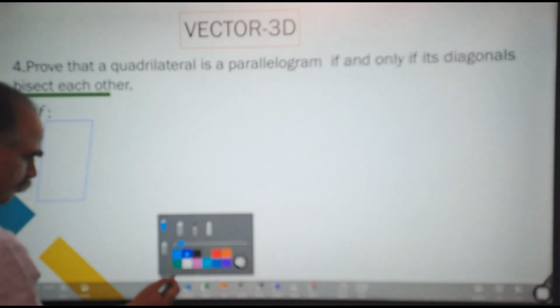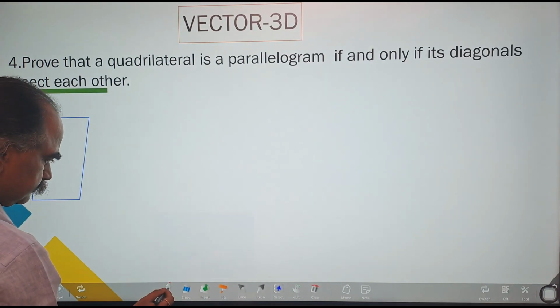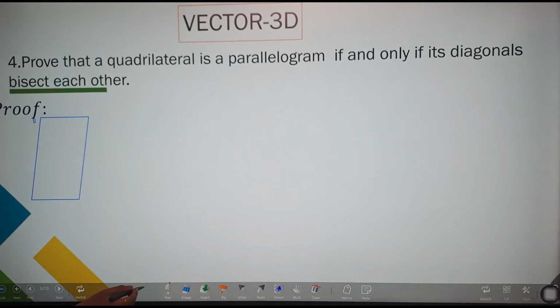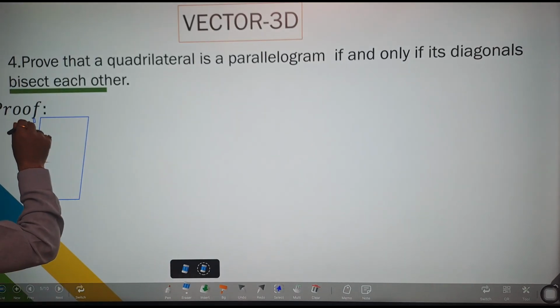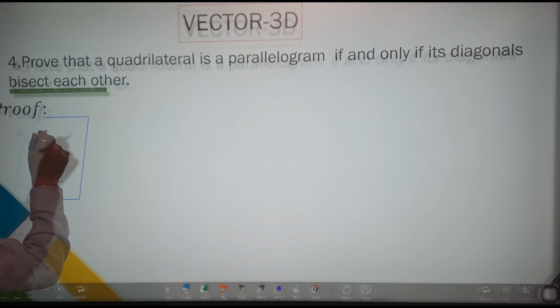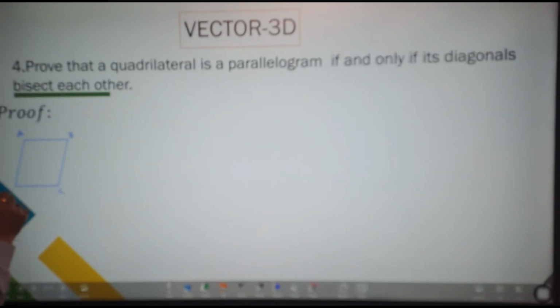ABCD is what? Quadrilateral. ABCD is a quadrilateral. This quadrilateral will be a parallelogram if and only if its diagonals bisect each other.